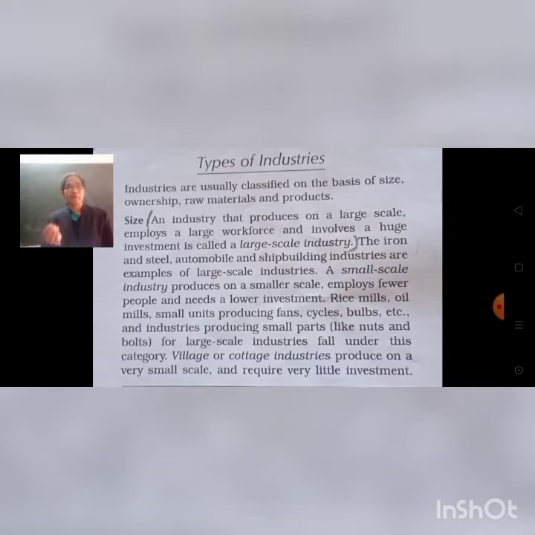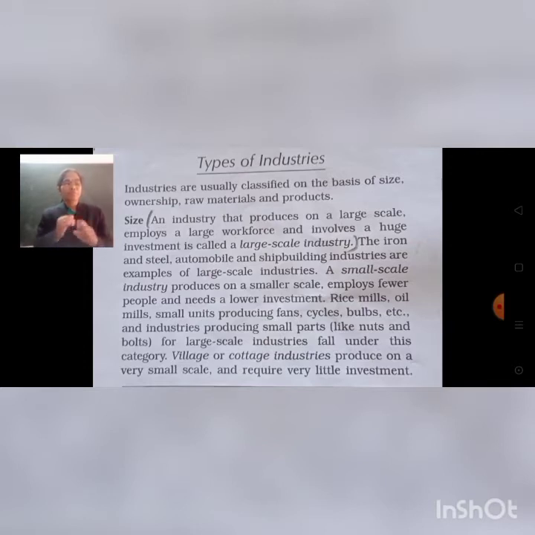See some examples of small scale industries: rice mills, oil mills, small units producing fans, cycles and bulbs, and industries producing small parts like nuts and bolts. All these are small scale industries.